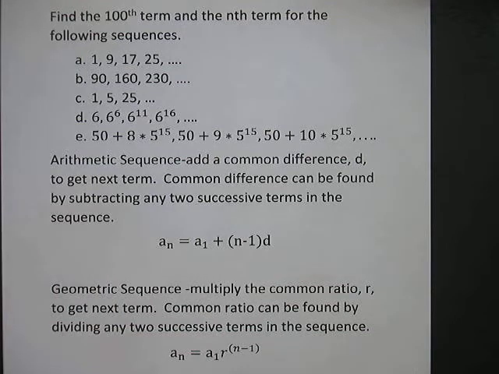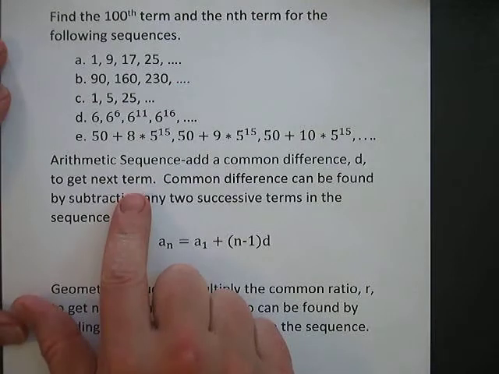Okay, in this problem we're asked to find the 100th term and the nth term for the following sequences. We're given these sequences here, but we're not told whether or not they're arithmetic sequences or geometric sequences. So we're going to have to figure that out on our own first. And a quick reminder on what each of those are.